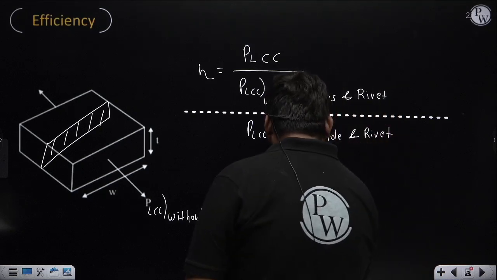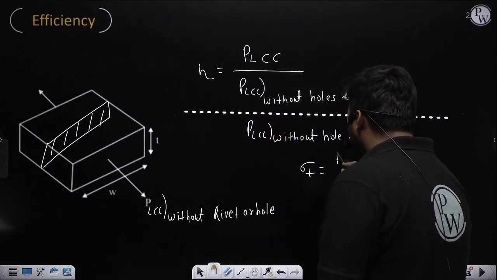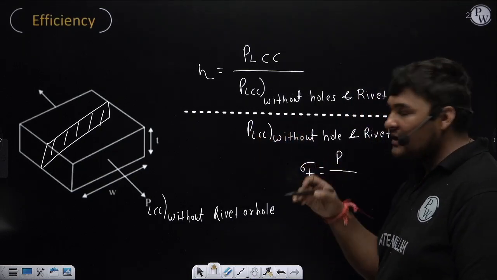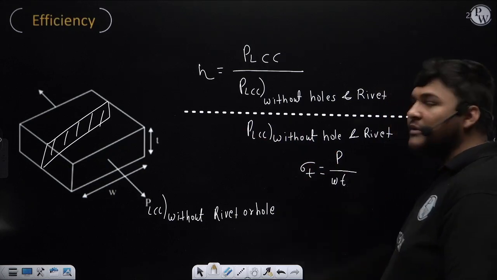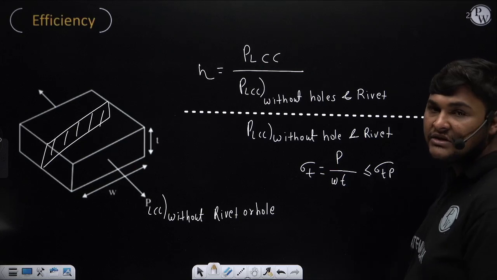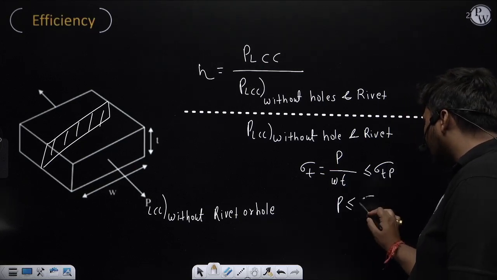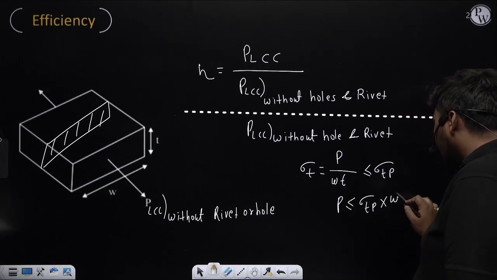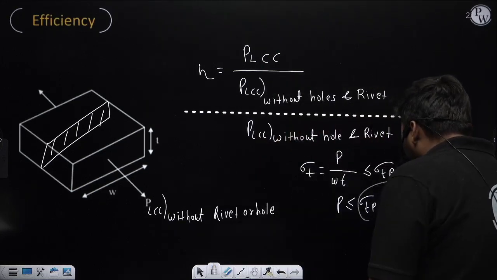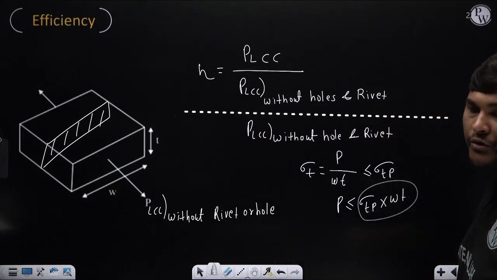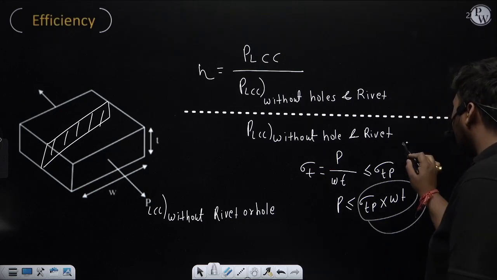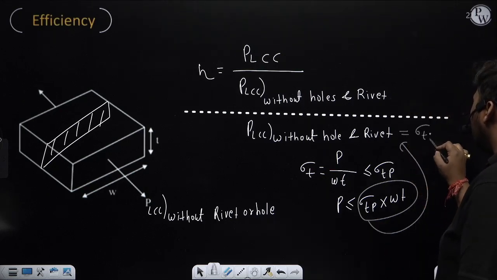So in this case only tensile stress is coming, and its expression will be axial load P divided by tearing area, which will be equal to W into T because no rivet and hole is present, and this should be less than or equal to the permissible tensile stress, because here only tensile stress is coming. So actual P should be less than or equal to sigma TP into WT. So can I say if no rivet and holes are present in the plate, then load carrying capacity will be equal to this, because actual load should be equal to this or less than this. If you want, you can directly remember this formula I am writing. So this is sigma TP into WT.